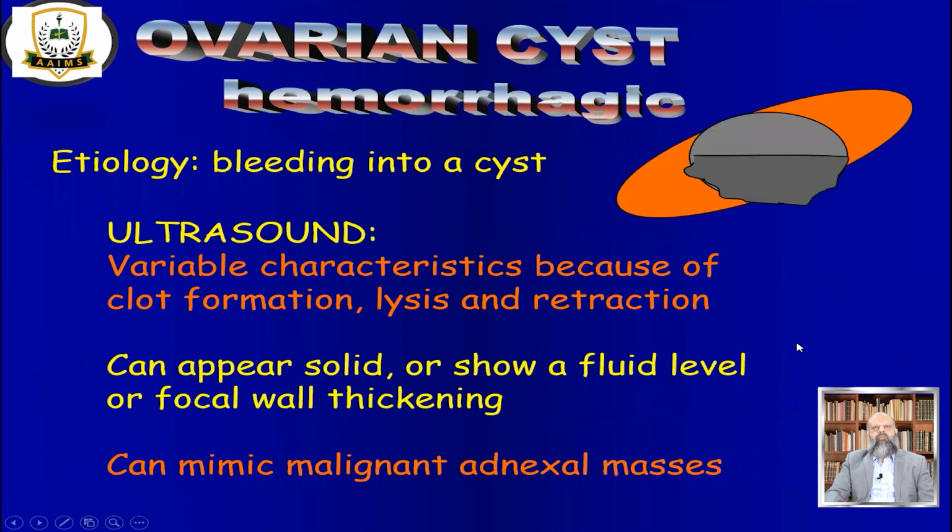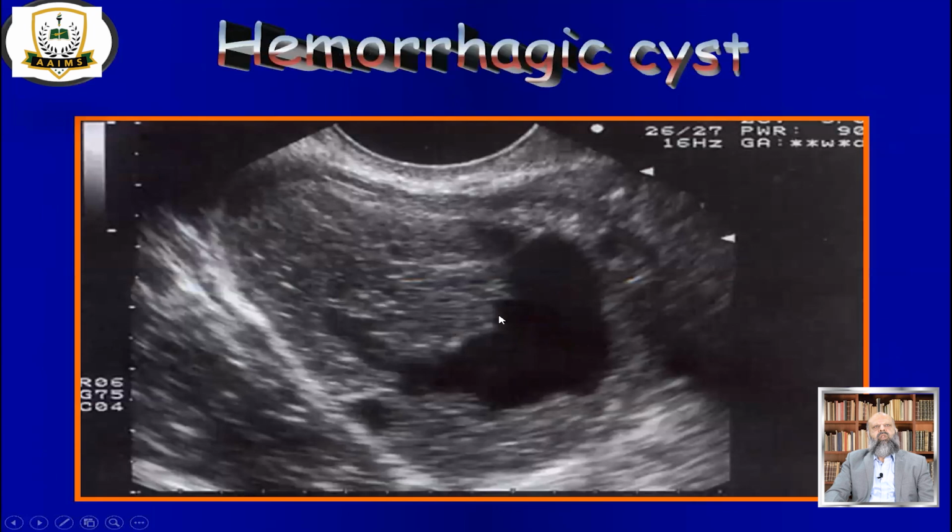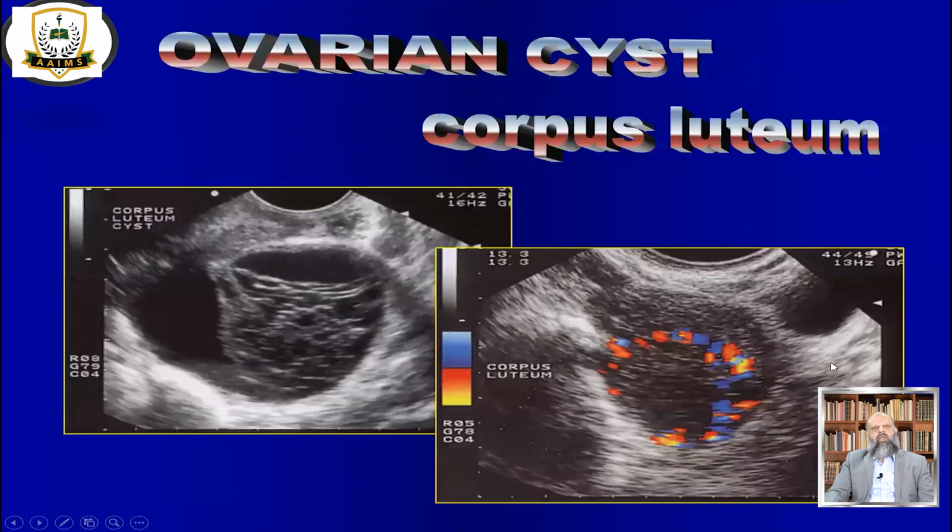We can also have ovarian cysts which are of hemorrhagic type. We will find a cyst with blood inside, so bleeding into a cyst. On ultrasound, there will be variable characteristics because of clot formation, lysis and retraction. It can appear solid or show a fluid level or focal wall thickening. It can mimic malignancy or a mass. This is a hemorrhagic ovarian cyst, having a clot inside with the cystic areas.